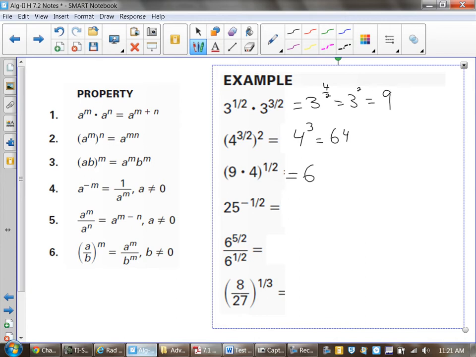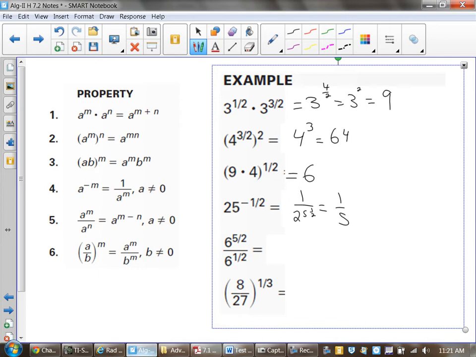Isn't it 5? Because 3 plus 2 is 5. It's multiplying. If it was plus, yes, you'd be right. Again, it's a negative exponent. Are negative exponents happy in the numerator? No. Where are they happy? The denominator. So this becomes 1 over, and what's the half power of 25? 5.